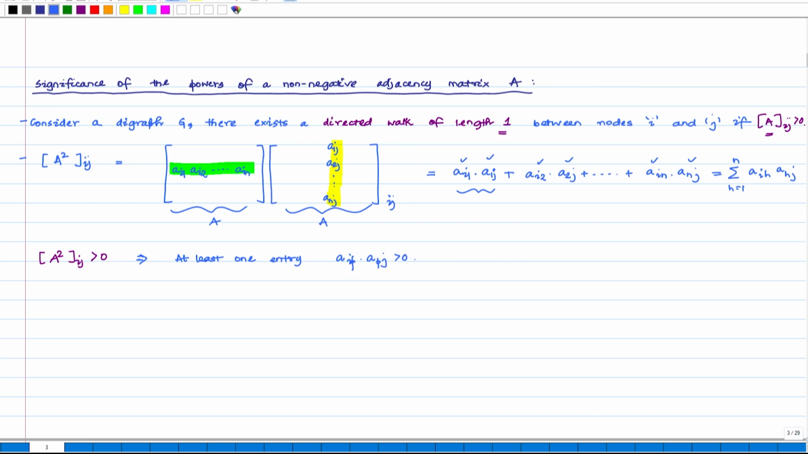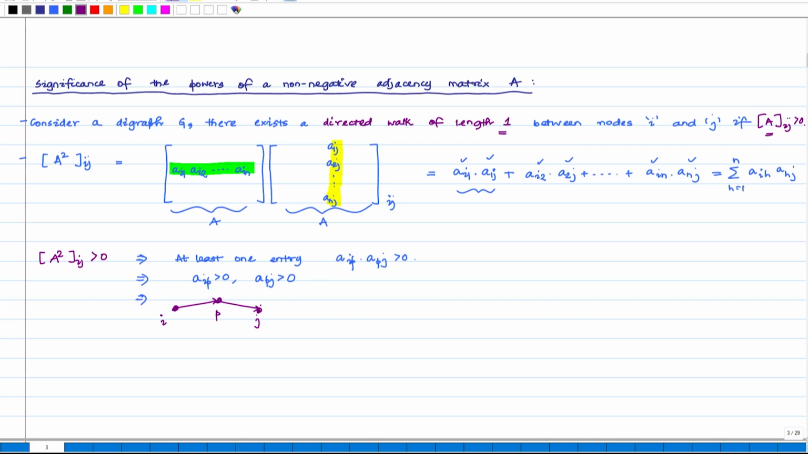Now, what does this imply? For this product to be greater than 0, both of them are independently also greater than 0. What does this mean? If I am looking at the graph, starting at node I, there is a path from I to P because AIP is greater than 0. I also know that there is a path from P to J, meaning APJ is greater than 0. So, what have I constructed in this process?